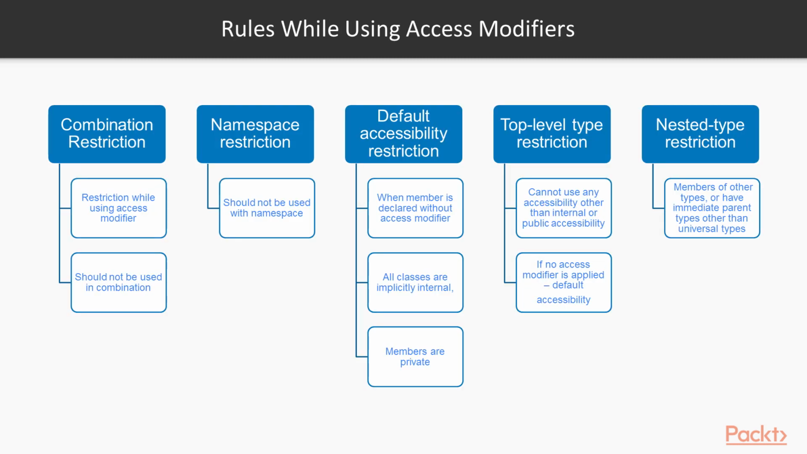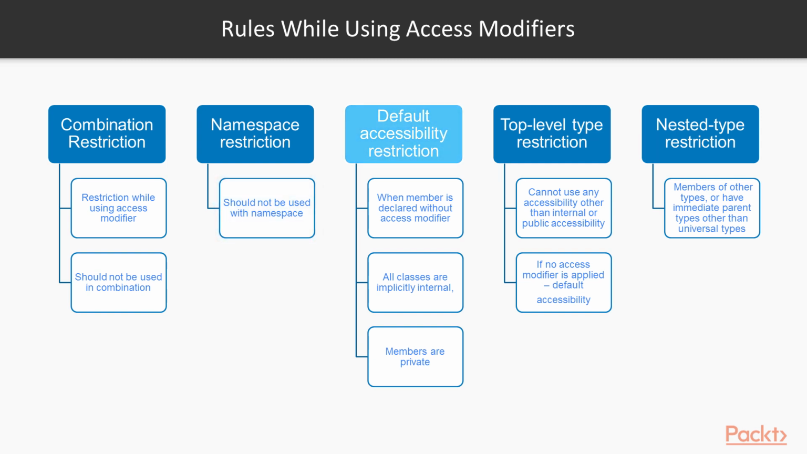Now, there are certain rules we should follow while working with these access modifiers. First rule is combination restriction. A restriction is there while using an access modifier. These modifiers should not be used in combination unless you are using access modifiers protected internal. Next rule is namespace restriction. These access modifiers should not be used with namespace.